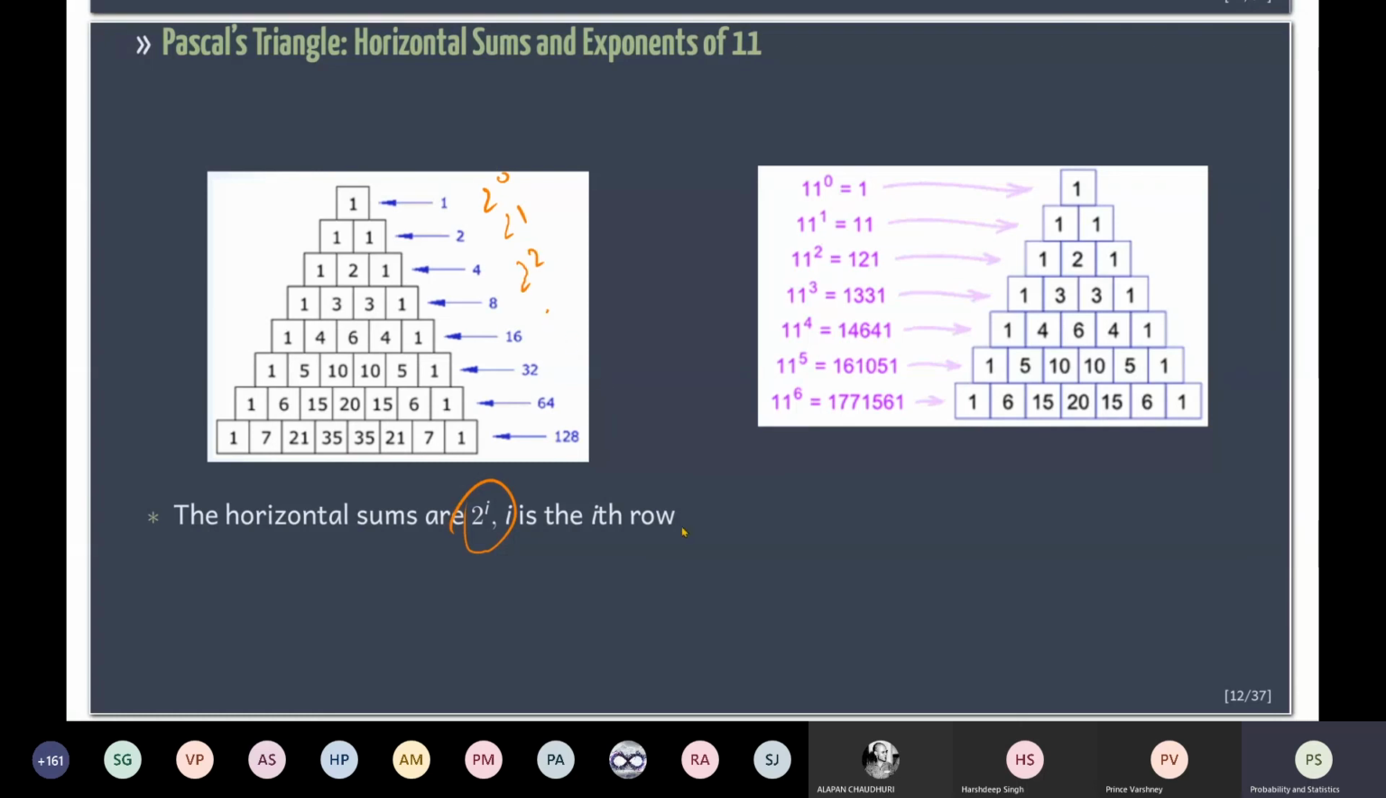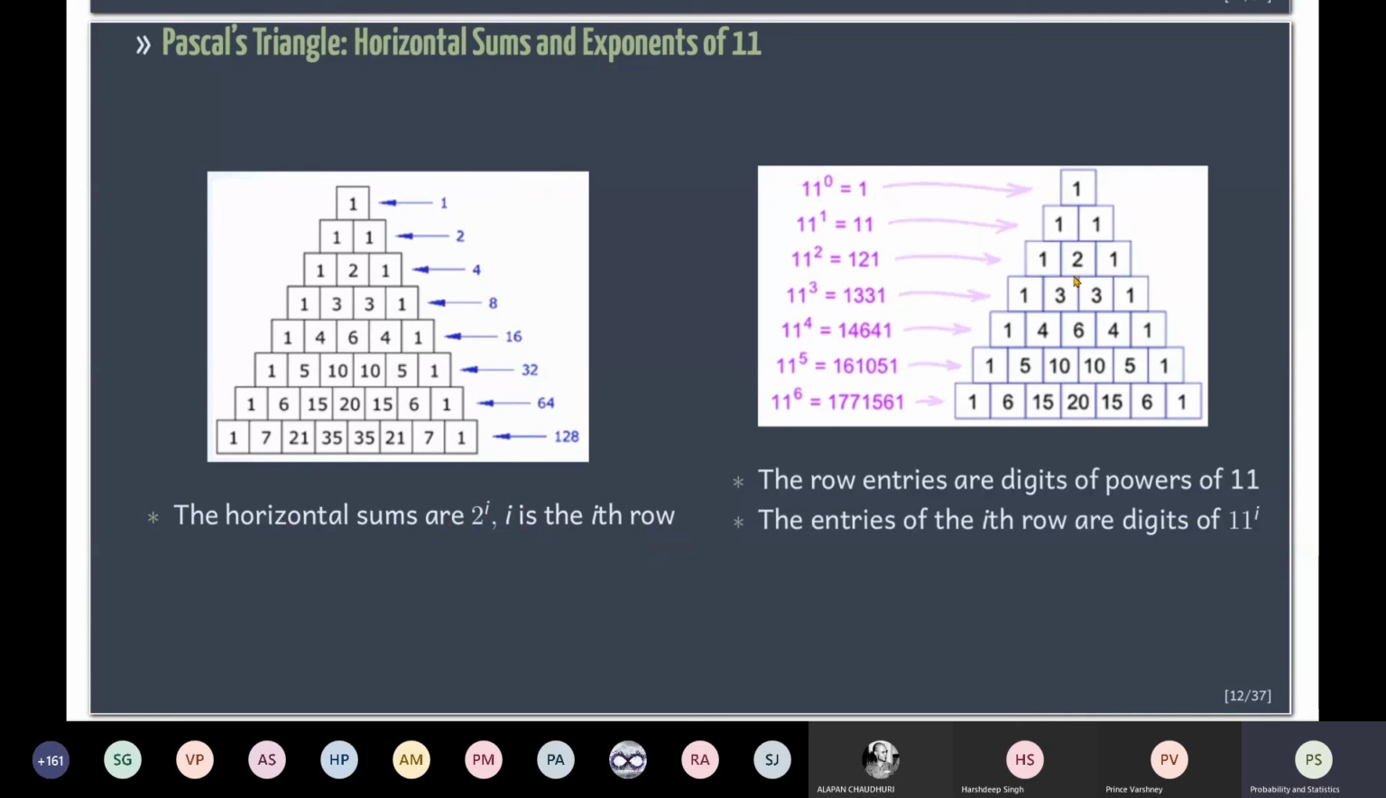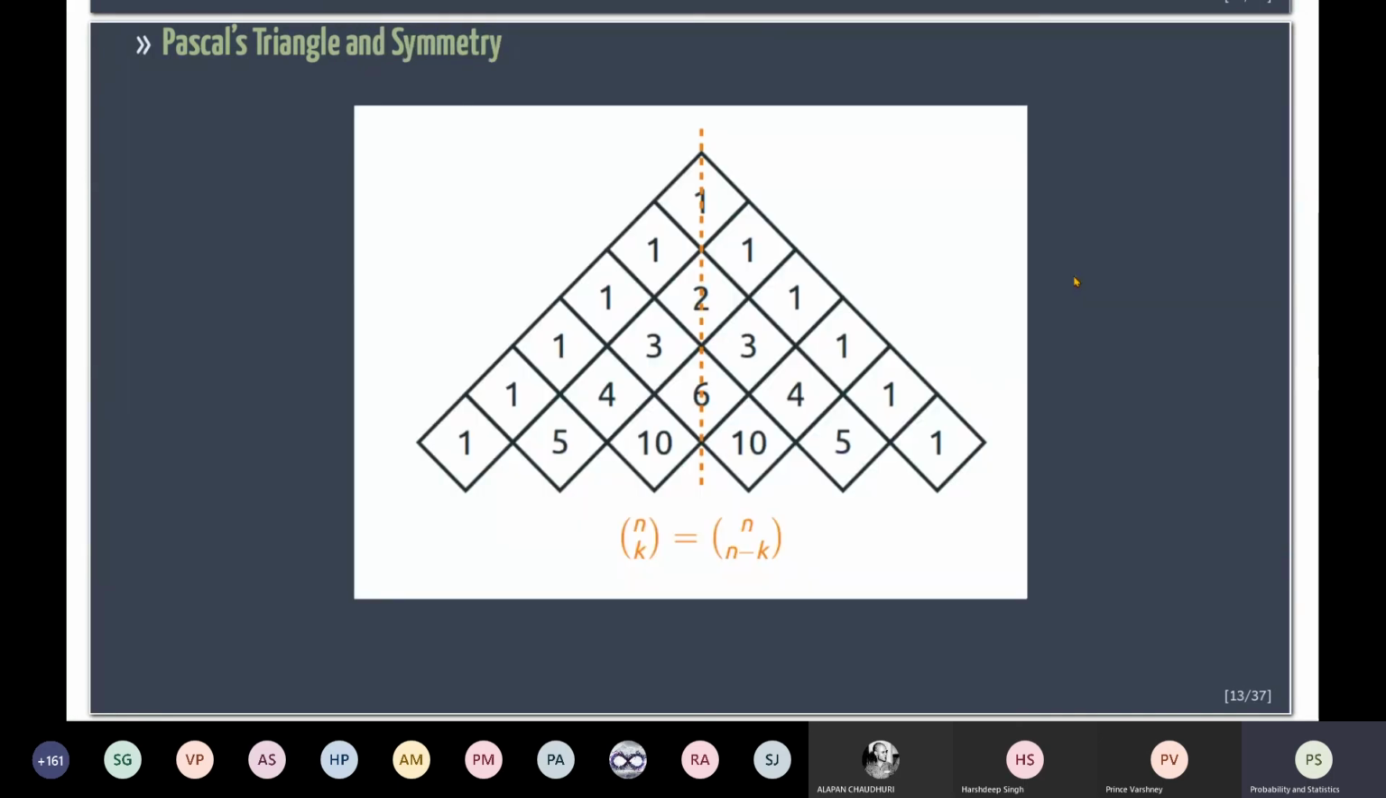And what about the actual entries here? They turn out to be the digits of the powers of 11. Okay, 11 to the 0 is just 1. 11 to the 1 is 1, 1, so you put 1, 1 in the second row. 11 to the 2 is 1, 2, 1. You put that in the third row, and so on. Okay, so these are some observations for the Pascal triangle.